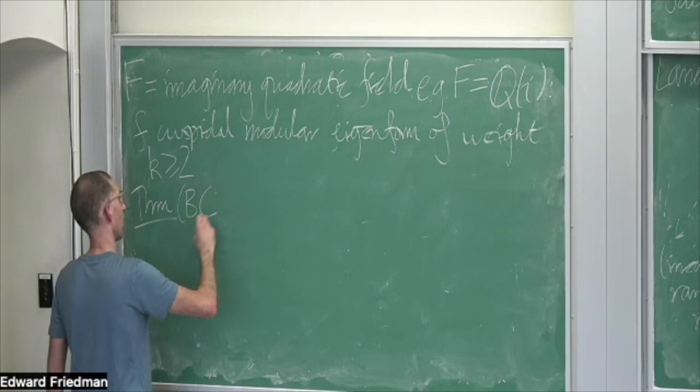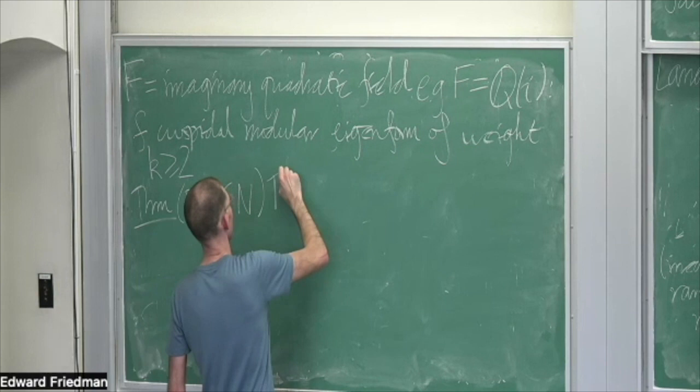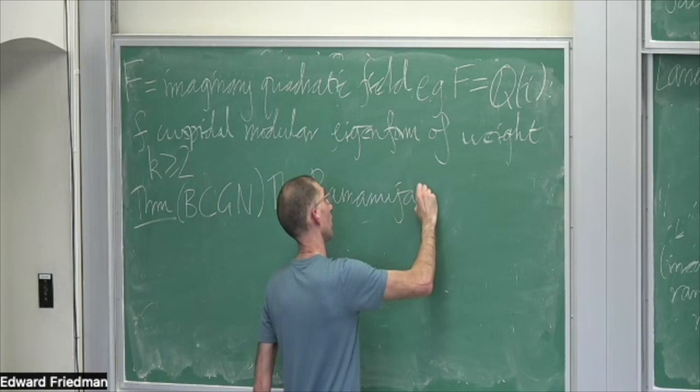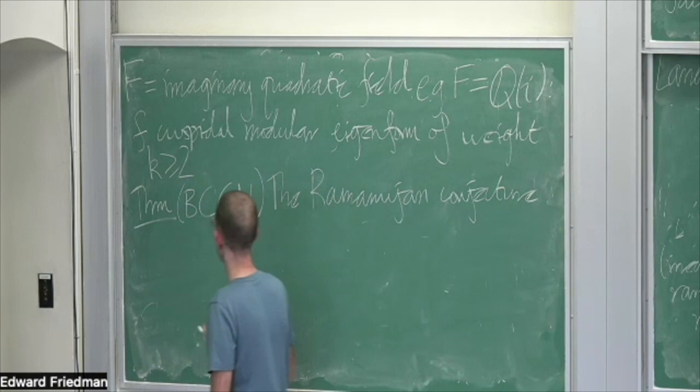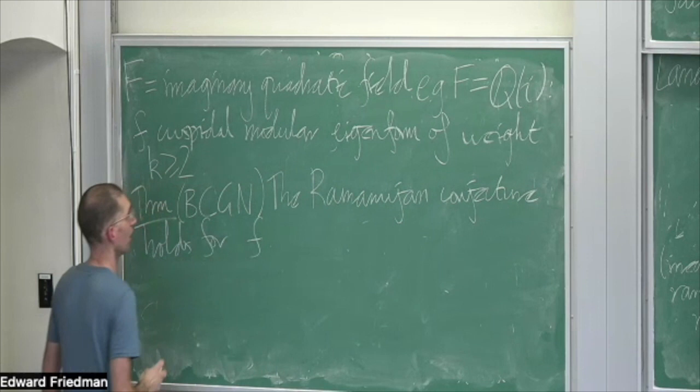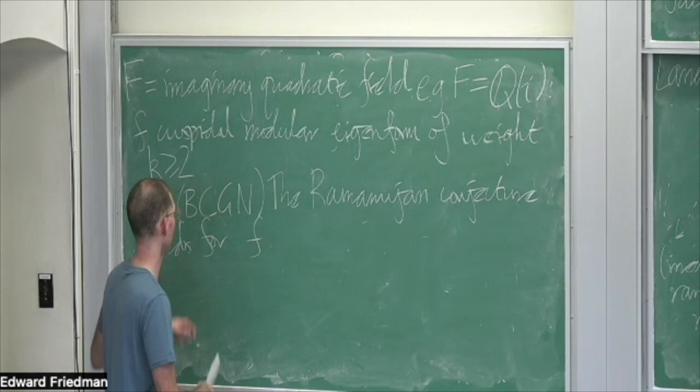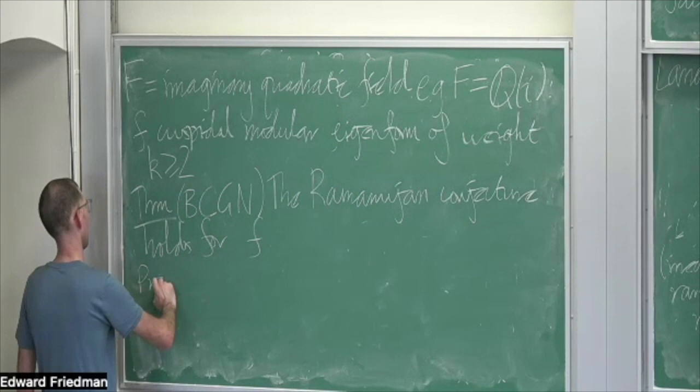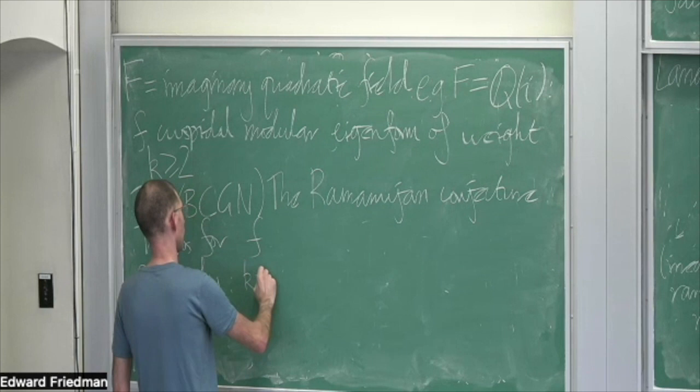Boxer, Calegari, me, and Newton: the Ramanujan conjecture holds for all what are called Bianchi modular forms. So this builds on an earlier theorem, previously in about 2018, where the case of weight 2 was proved by, let's see if I can get the acronyms written down.